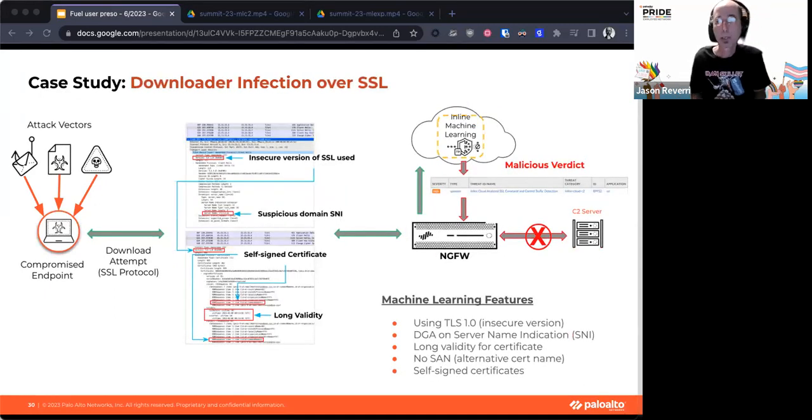This is an example of an encrypted traffic flow that's attempting to download an additional file. And we see here several suspicious features, including the use of a deprecated version of TLS, a DGA in the certificate SNI, as well as the use of a self-signed certificate. So while this is certainly considered not best practice, each of these things on their own does not constitute malicious traffic. But when seen together by our deep learning models, they determine a malicious verdict.